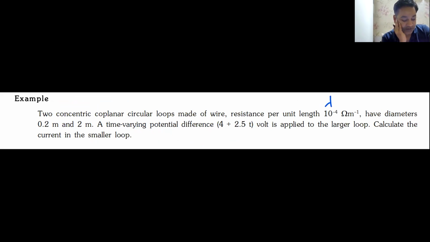Have diameters 0.2 and 2 meters. So one is D1, the other one is D2. A time varying potential difference 4 plus 2.5 t volt is applied to the larger loop. And that is how you are going to find the mutual inductance of the two loops. You flow current in the outer loop and you find the flux through the inner loop. Anyways, calculate the current in the smaller loop. I'll give you 2 minutes to deal with this one. It's a simple question, remember. Every question is a simple one.